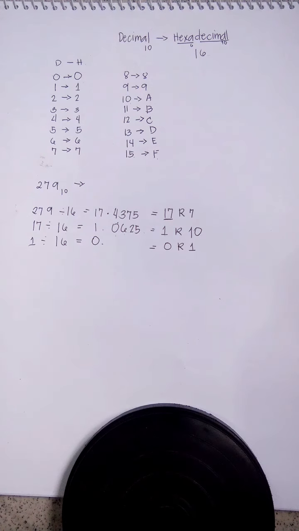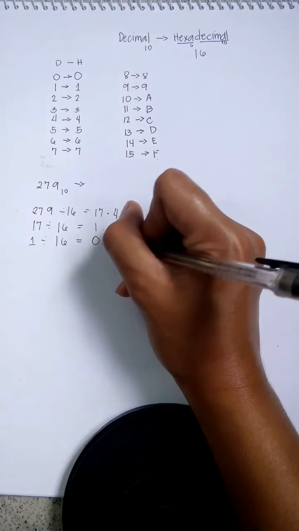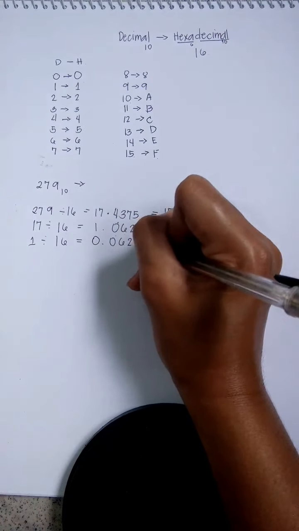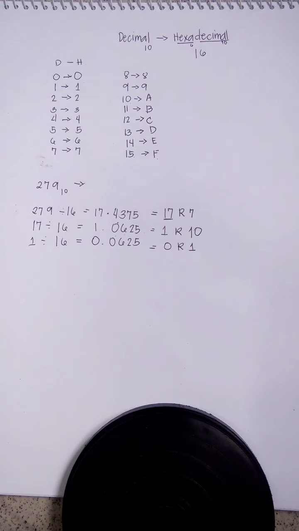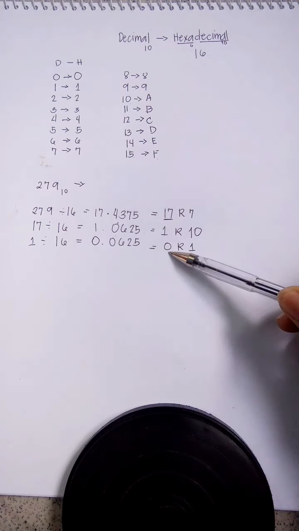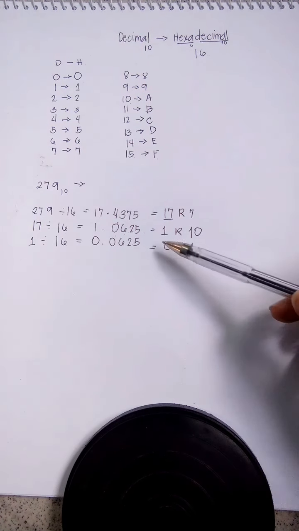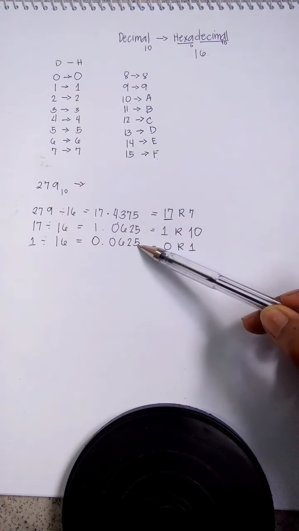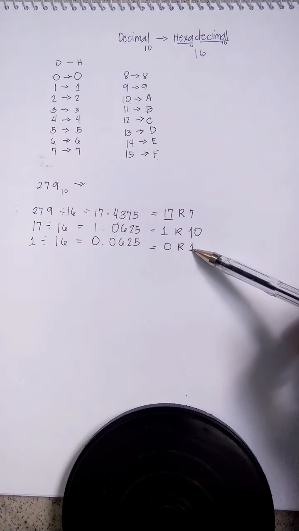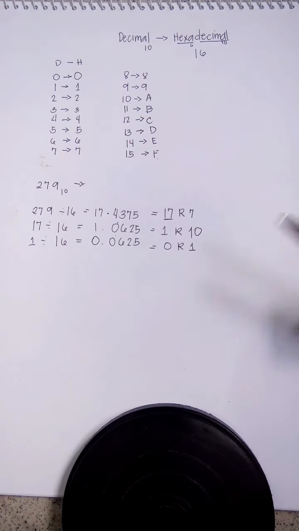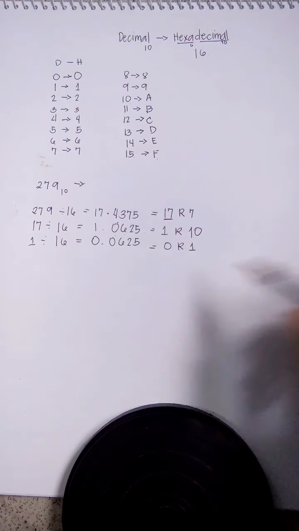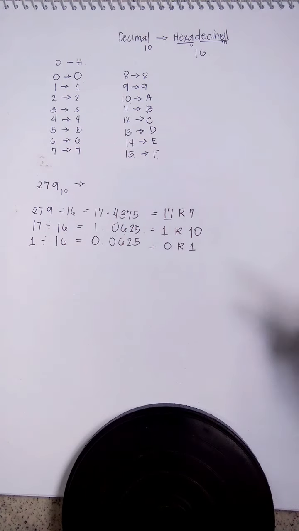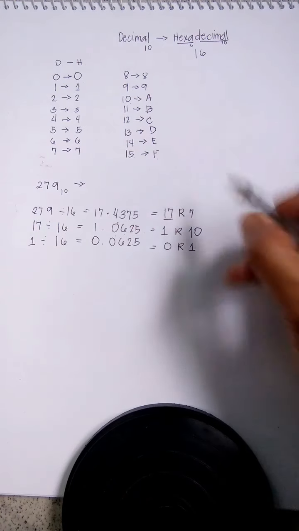But if you did it, let's say if you took 1 and divided by 16, you're gonna get 0.0625. Then look at this number, you'll see 0 here. And then if you multiply 16 by 0.0625, you'll get 1. But you really don't need to do the division. You can see that 16 goes into 1 zero times with a remainder of 1. Now, once you get a 0, this is when you stop.